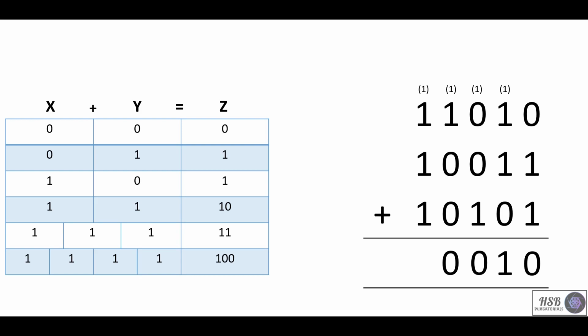And lastly, we've got 1 plus 1 plus 1 plus 1. So there are 4 ones. Now these are going to be equal to 100. So we're going to write 100 at the very end. And we've got our final answer.